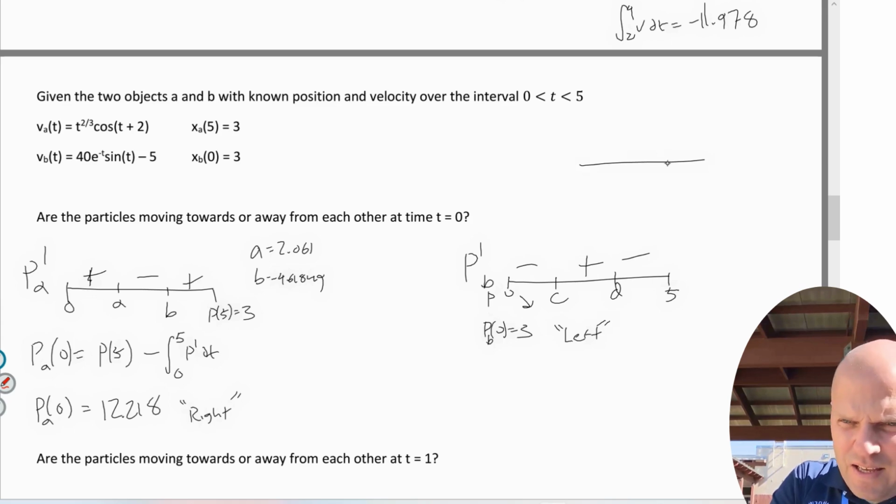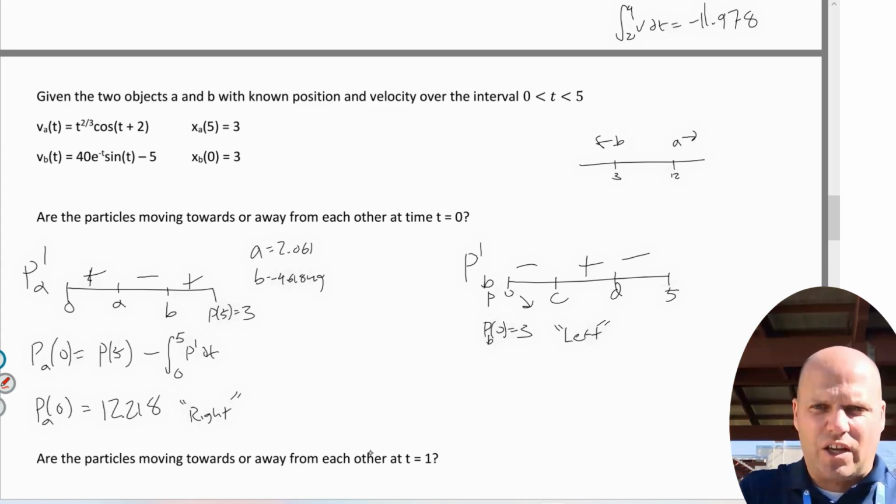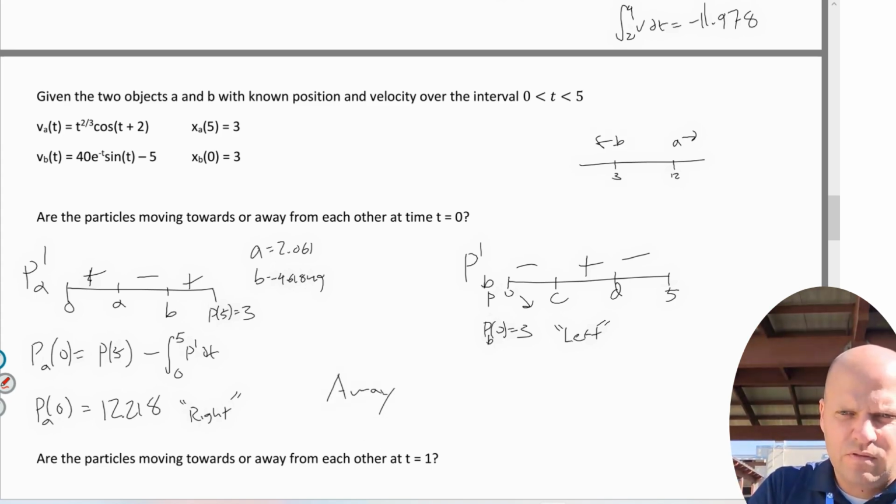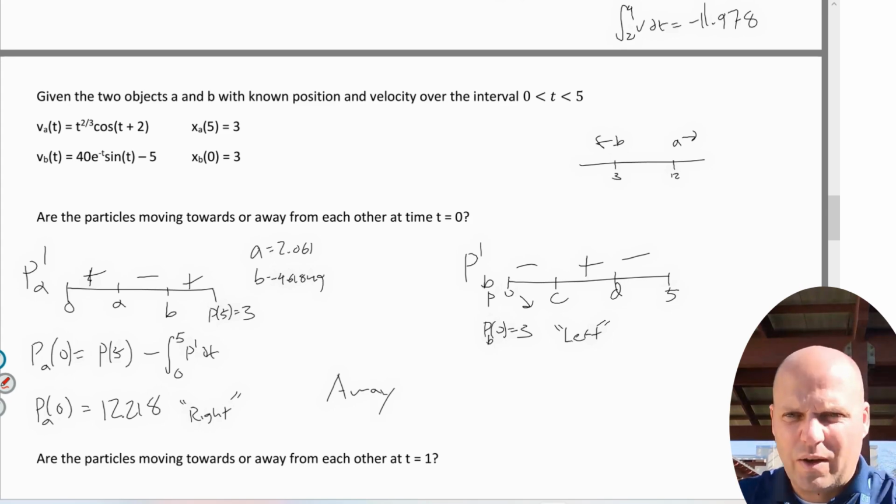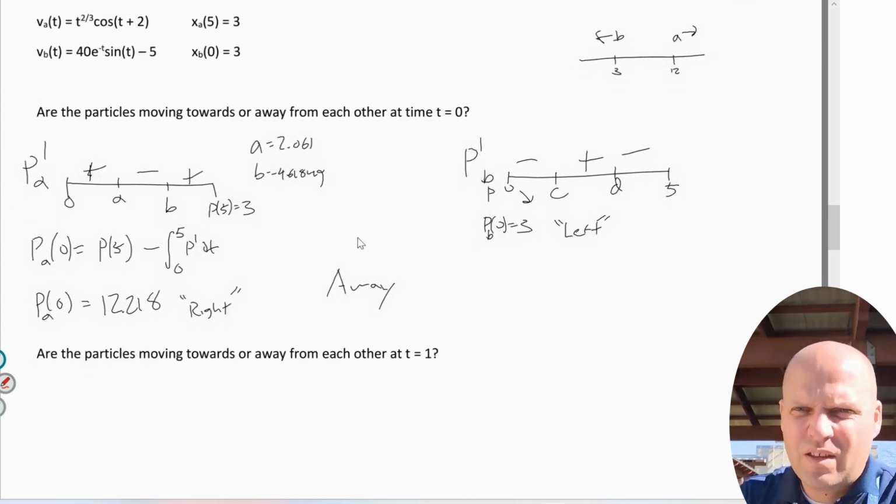Particle A is at 12, moving to the right, position increasing. Particle B is at 3, position decreasing. They're moving away from each other. Okay, what about t equals 1?